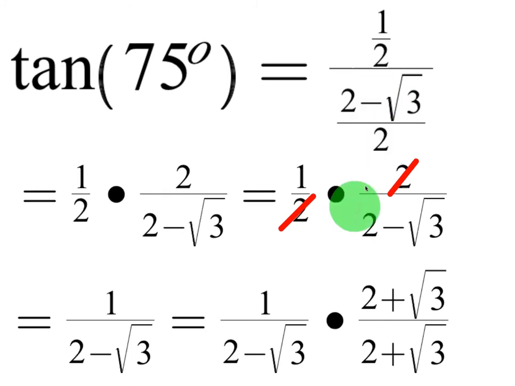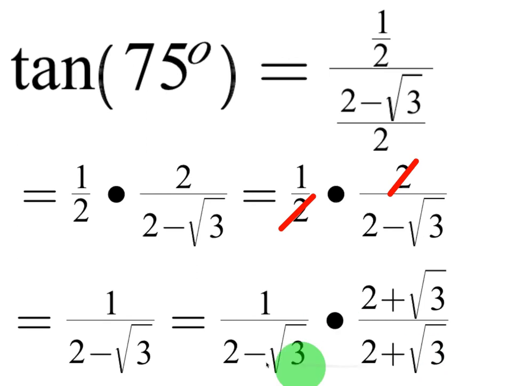We're going to do keep, change, flip. We're going to keep the top, change the division to multiplication, and flip the bottom. Now the 2's will cancel from the bottom left to the top right, and we have 1 over 2 minus the square root of 3. Next thing we want to do, since we want to get the radical out of the denominator, is multiply the top and bottom by the conjugate. Now the conjugate of 2 minus the square root of 3 is 2 plus the square root of 3. Since we multiply the bottom by that value, we want to multiply the top as well to be consistent.